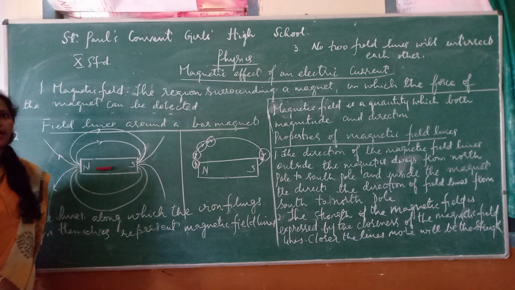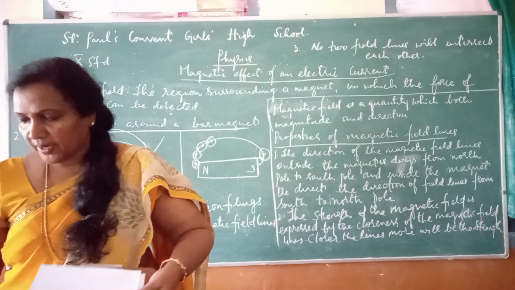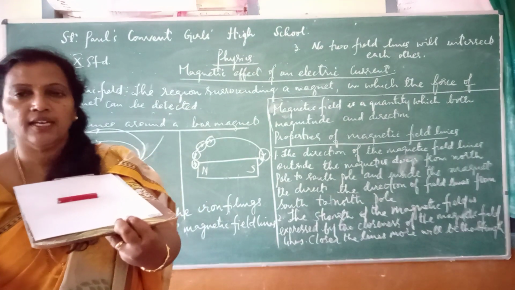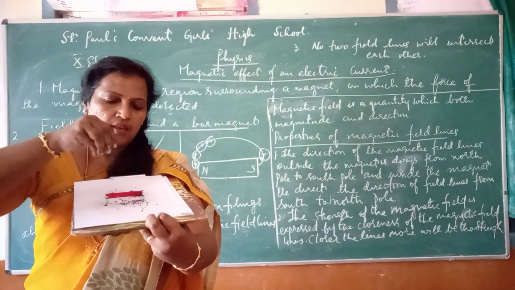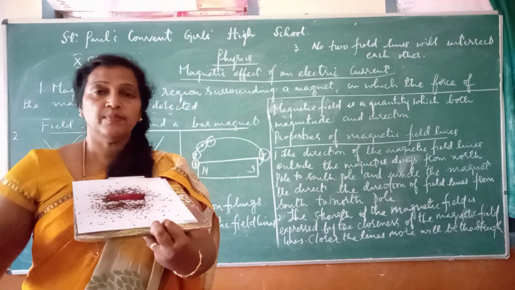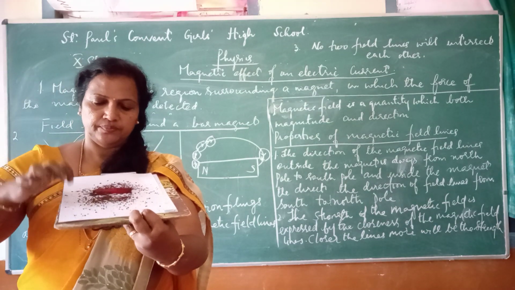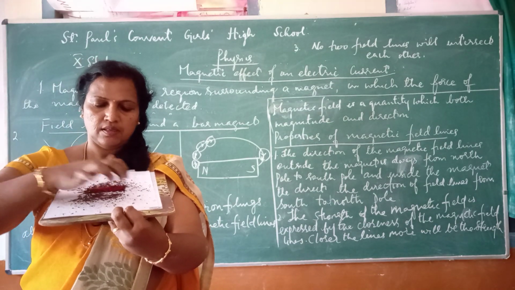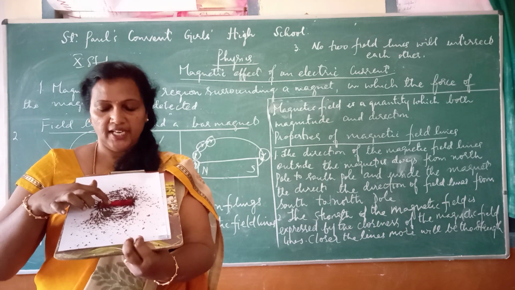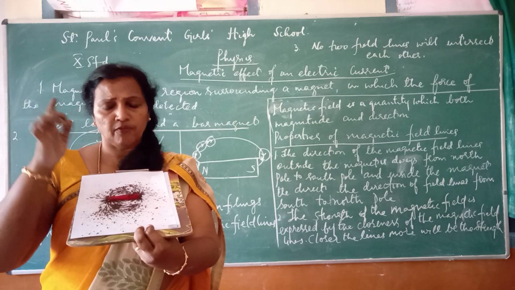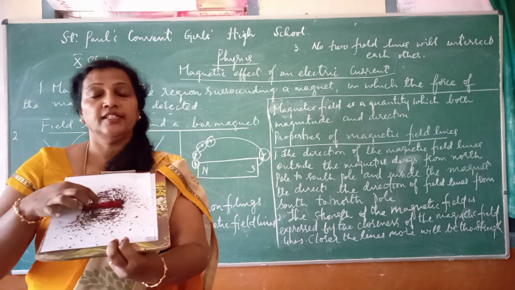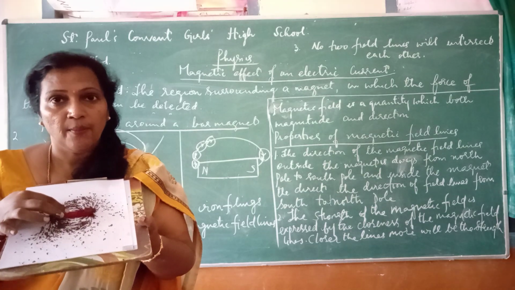The same activity, I will repeat here. You have to take a sheet of paper, then you have to keep the bar magnet. Then what do I have to do? I have to sprinkle the iron filings. After sprinkling, what I am supposed to do is tap gently. You can see the way they have aligned themselves. See, the same pattern I have drawn on the board, the same way you can see here also. Why do they align themselves in this way? Because of the presence of magnetic field.